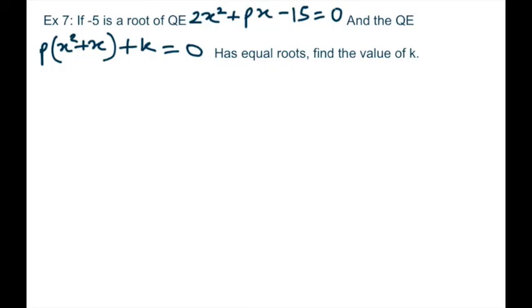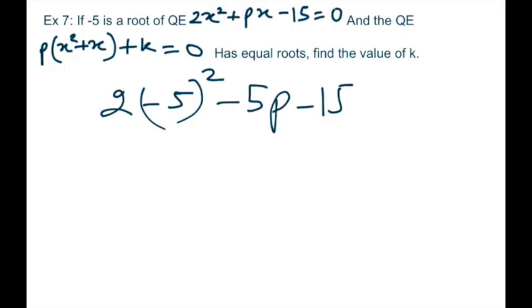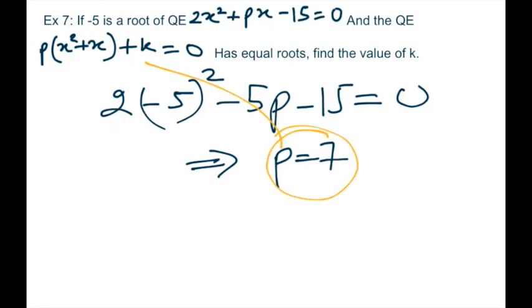Okay, if minus 5 is a root of the quadratic equation 2x square plus px minus 15 equals to 0, and the other quadratic equation has equal roots, find the value of k. So let's use this equation first. It says minus 5 is a root of this equation, so this should satisfy this condition. Let's put minus 5 in place of x, which gives 50 minus 5p minus 15 equals to 0. Solving this, it gives p equals to 7. Now put this p in this equation.